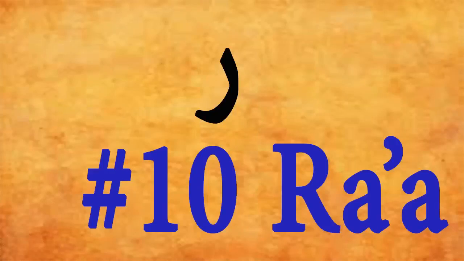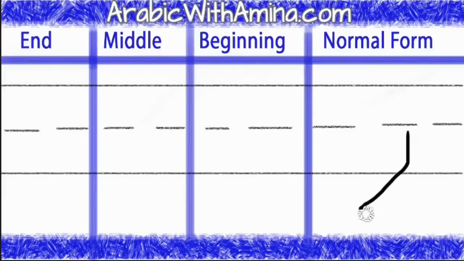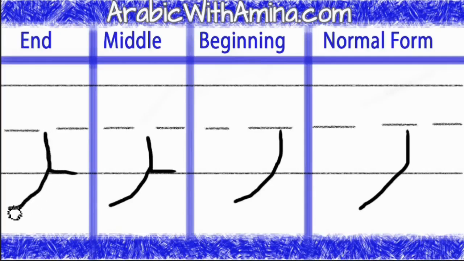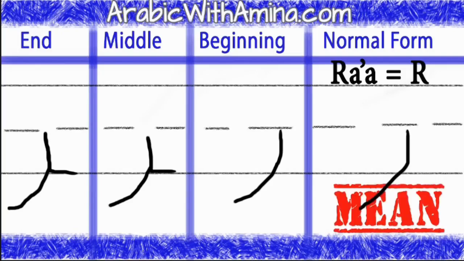Letter number 10 is called Ra. In English, Ra would be equivalent to the letter R, and this is how it's written. Ra is a mean letter, so it's disconnected from the letters after it, as we know, and you can see that in the examples. If it was after a mean letter, you would simply disconnect it from the letter that was before it.